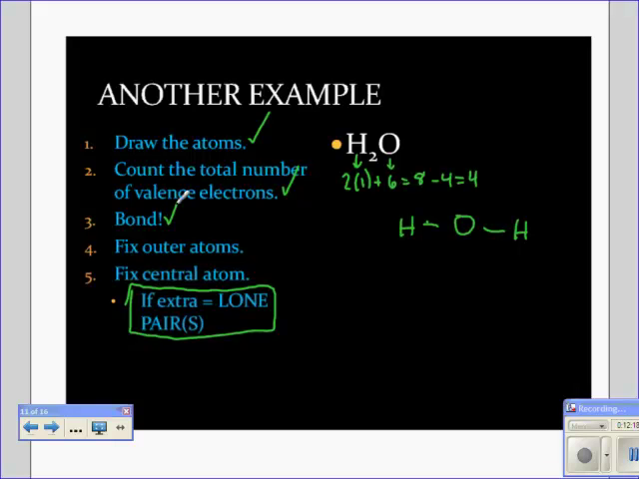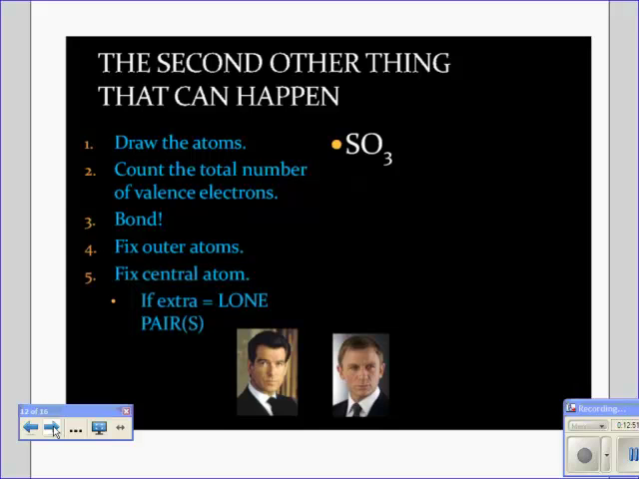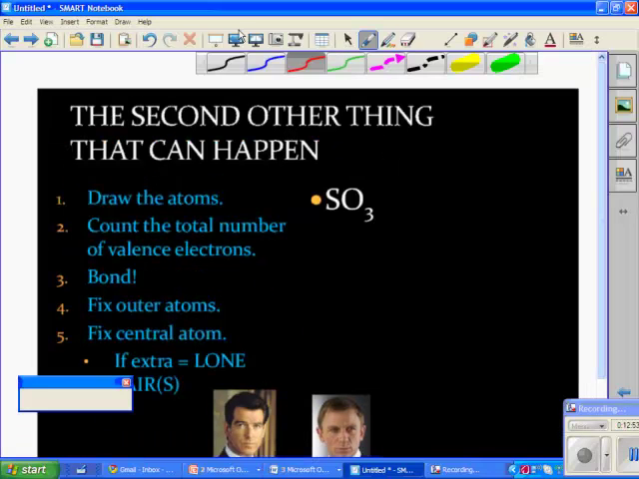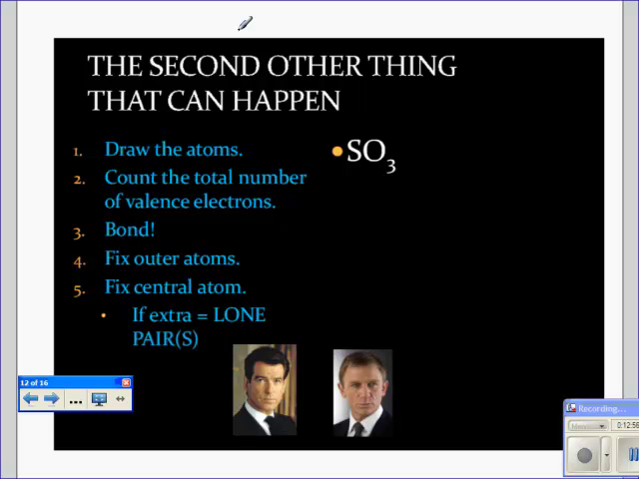Fix the outer atoms. That's hydrogen. And hydrogen, you only want 2. So it's 2 and 2. That's good. Those are already set, which leaves me with 4 extras. So I put 2 of them as a lone pair, and another 2 of them as a lone pair, so that has 2 lone pairs on the O. But that gets me 2, 4, 6, 8 of them, and we're good. These are fun. The next possibility, something else could happen, and it happens in SO3.